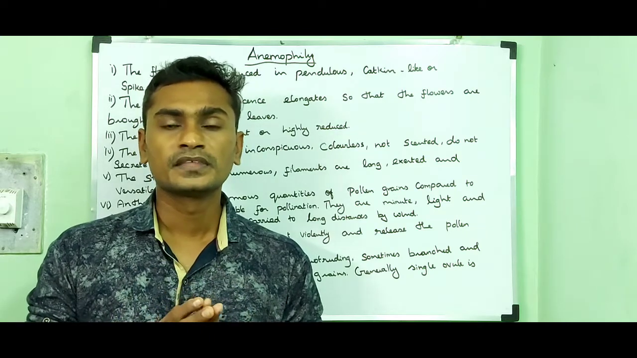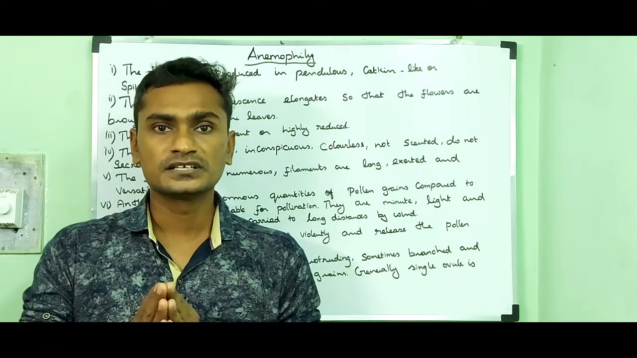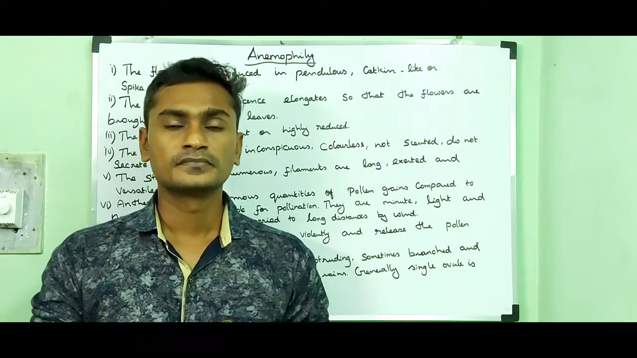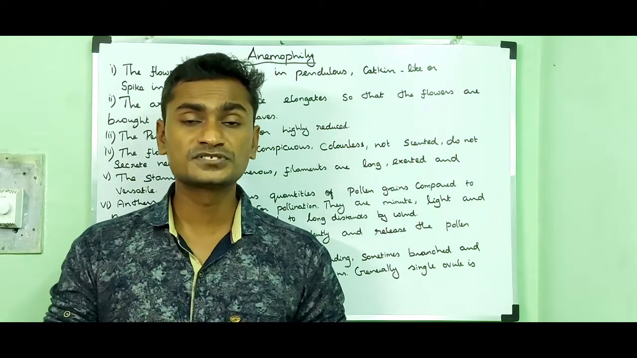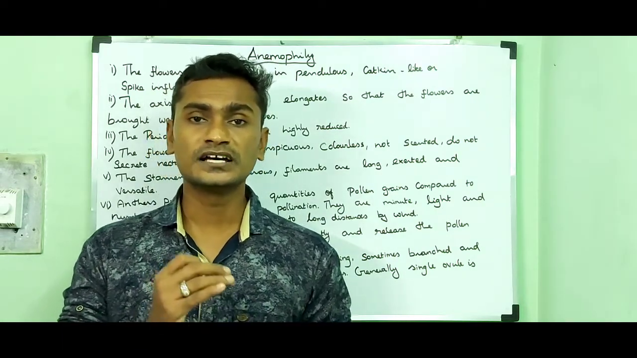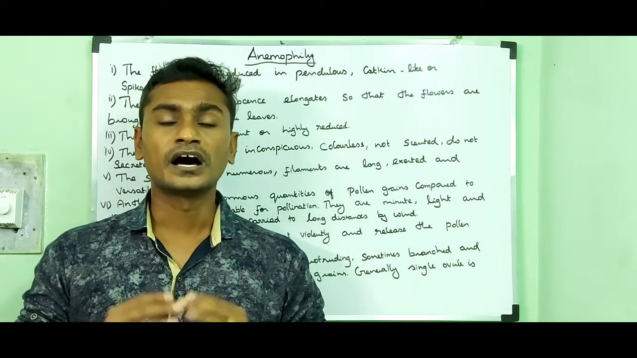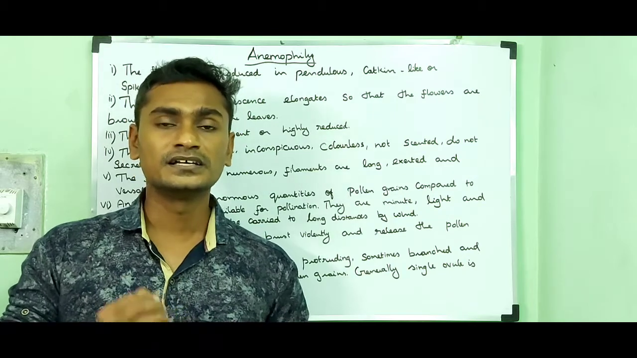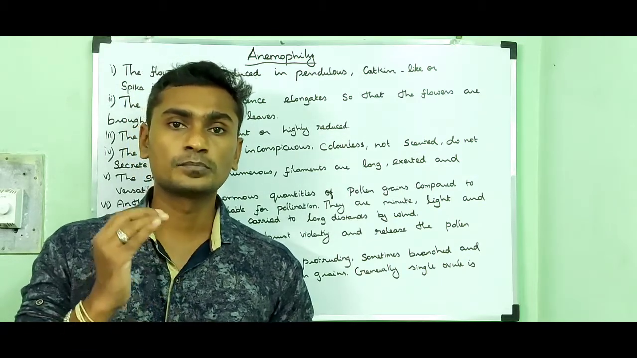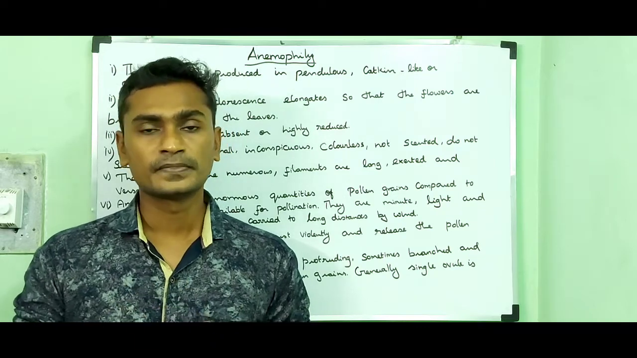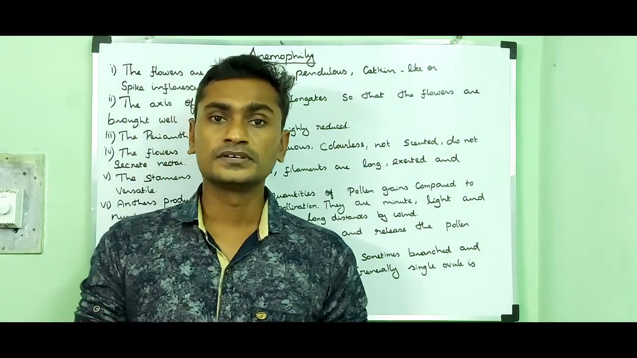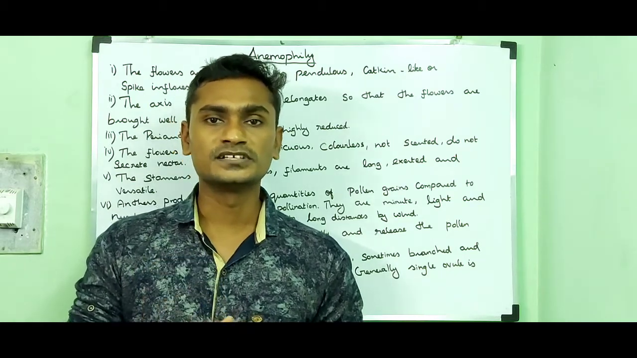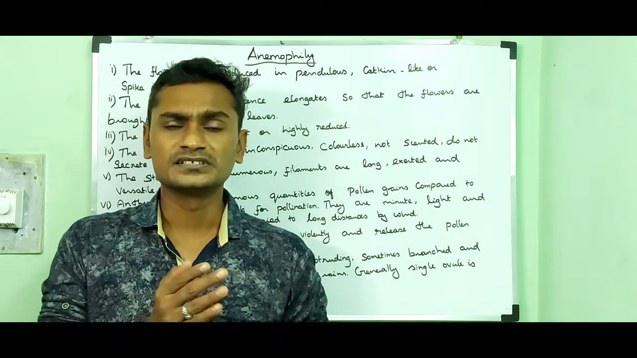If the wind helps in the pollination, that type of process is called anemophily. If the water helps in the pollination, that type of pollination is called hydrophily. In the biotic agents, if an animal helps in pollination, it is called zoophily. If insects are involved in the pollination, that type of pollination is called entomophily. It goes on.